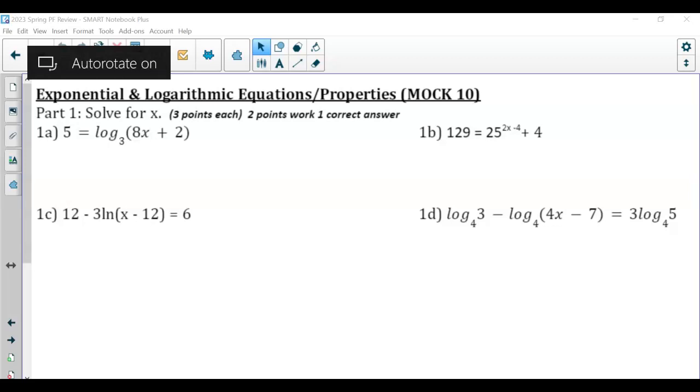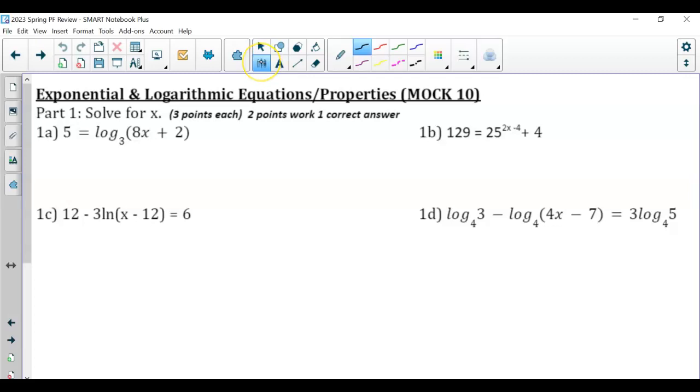In this video, I'm going over the third and fourth question from the performance final exam review. So it's for Mock 10 and Mock 11. So here in the first part of this question, we're just having to solve these equations for x.